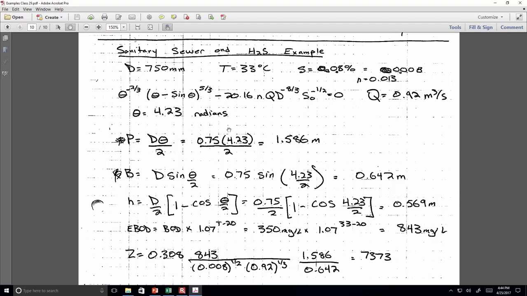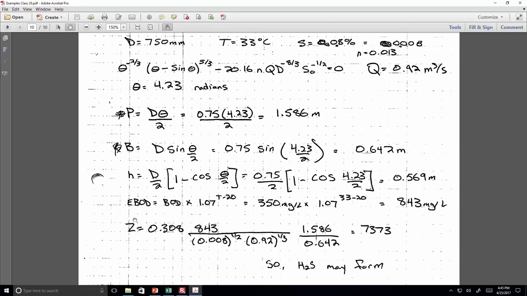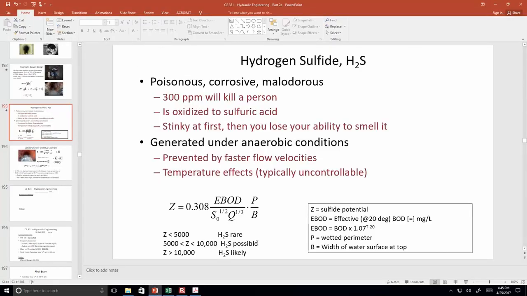So we've got all these geometric parameters, and we find the effective BOD based on the temperature. If it's 350 milligrams per liter at normal 20-degree temperature, then the fact that we're at 33 instead of 20 is the equivalent of having a BOD at 843. So a really highly concentrated wastewater. So we put that into the empirical equation to solve for Z, and we get 7373, which is in the middle range, which is hydrogen sulfide formation is possible. It's not guaranteed, but it is possible.